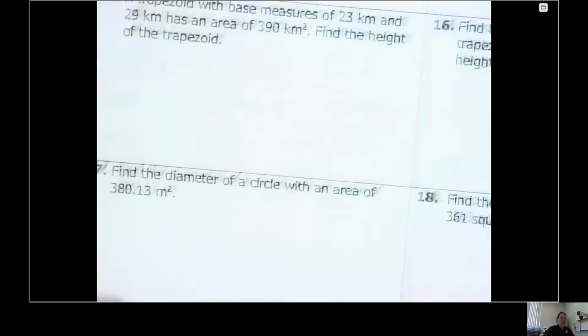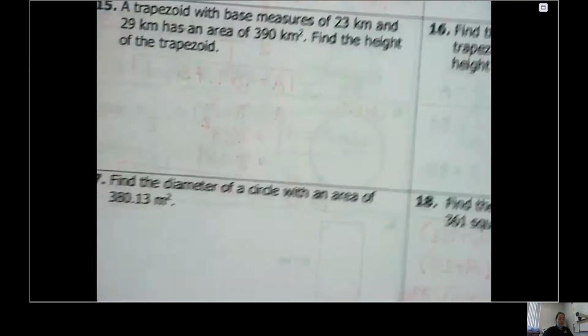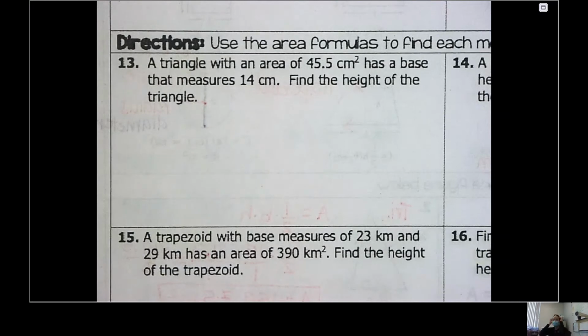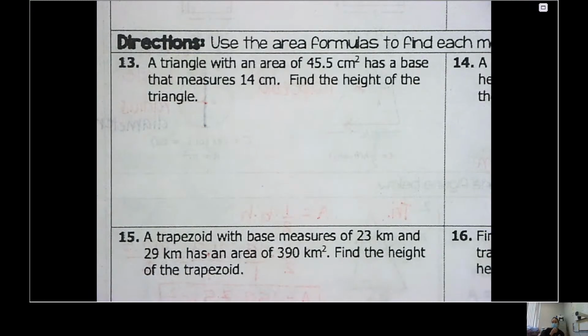All right. Now, we're going to take a look at number 13 through 18. It says, use the area formulas to find each measure. Number 13 says, a triangle with an area of 45.5 centimeters squared has a base that measures 14 centimeters. Find the height of the triangle. What's different about this problem than the last problem we just did? This time it gives me the area. It asks me to solve for something else.